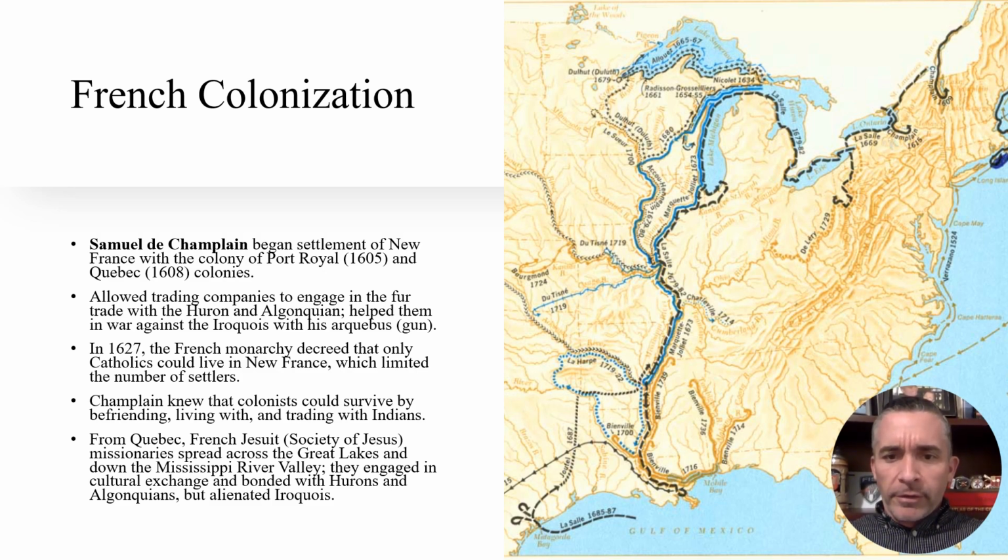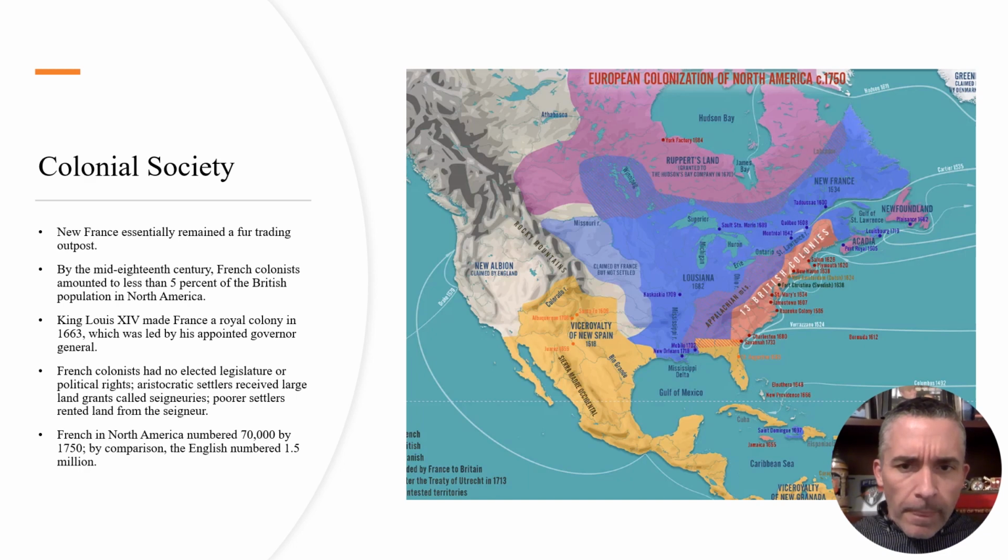So the Jesuits came to Quebec, and they fanned out into the heartland of America along the Ohio and the Mississippi rivers, and they lived among the natives and engaged in cultural exchange with the natives and developed close bonds with the natives. So New France was huge. It's the violet area on the map there.